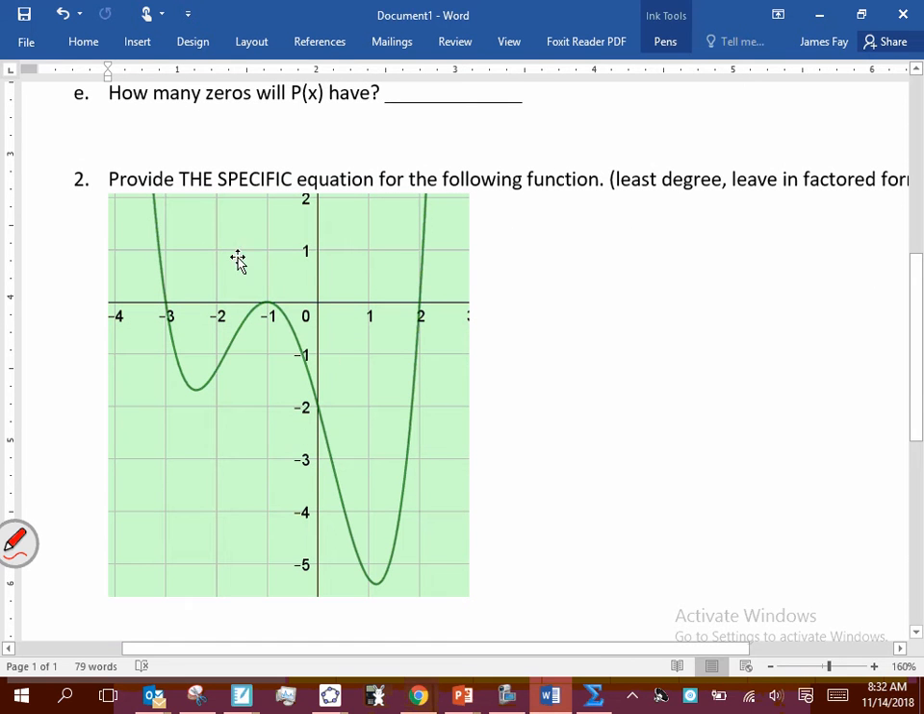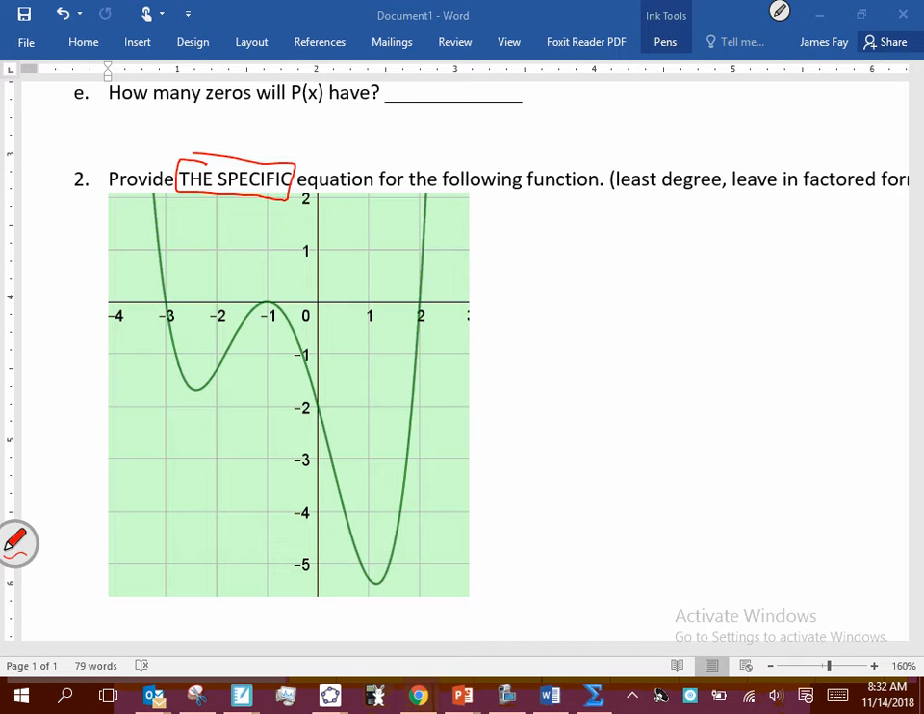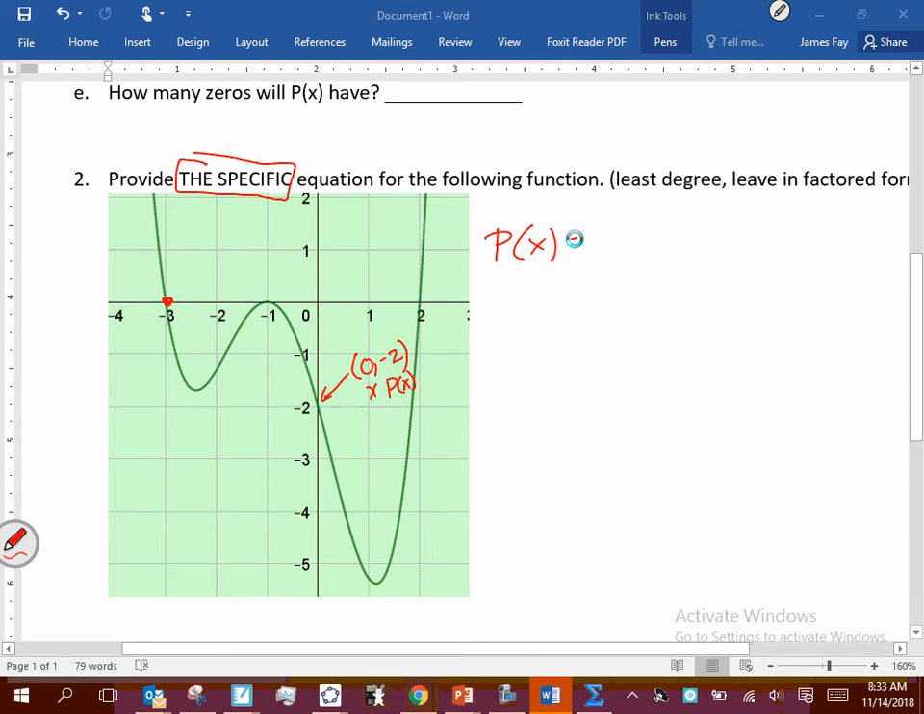So this one here, I told you, provide the specific equation, meaning we need to find the a value out in front. Okay, we need to find the value that's going to stretch this thing correctly, so that we go through your y-intercept of 0, negative 2, right? Okay, so that's a point that we're going to use. That's an x and a p of x that we're going to use to evaluate to find the right a value. If negative 3 is a 0, what's the factor? X plus 3.